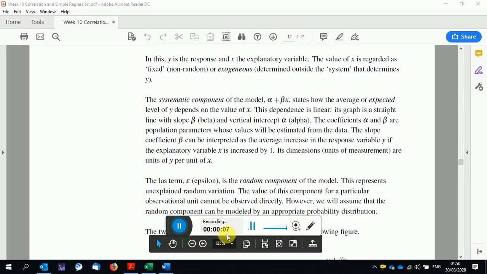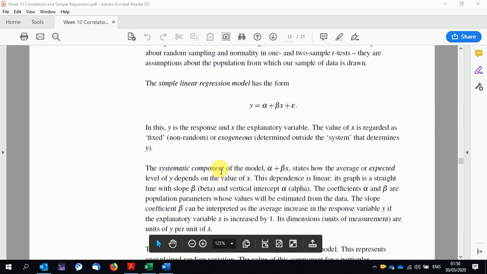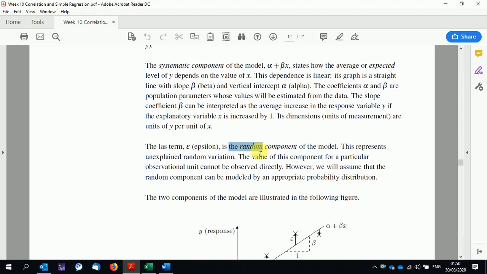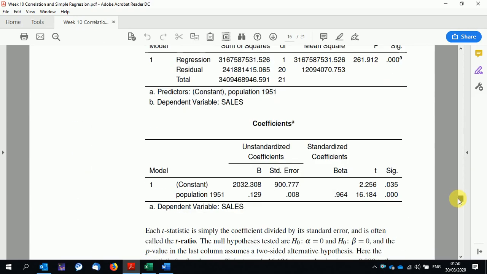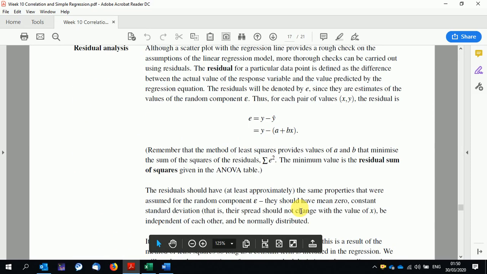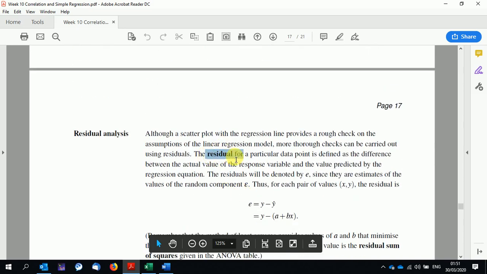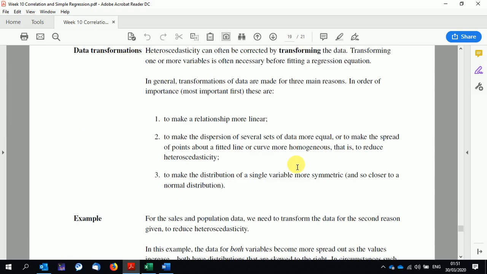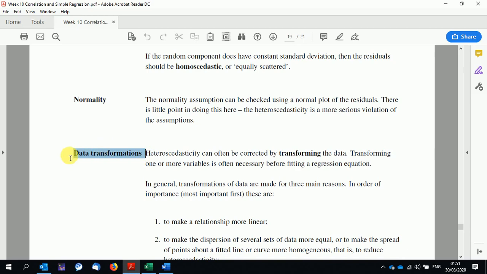I've decided to do this tutorial because I received an email from a student, your classmate, asking me to explain three things. The first thing I have to explain is the systematic... no, sorry, not this one. The random component. The second thing I was asked to explain is the residual, right? That's the second thing. And the third one I have to explain is data transformation. So these are the three things that I will focus on.